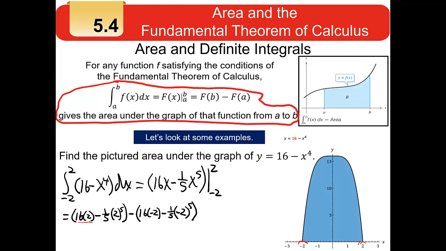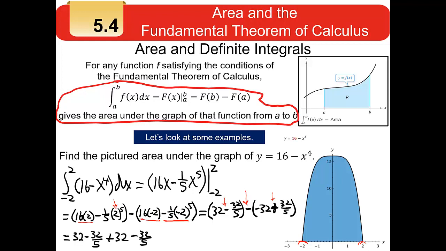16 times 2 is 32. 16 times minus 2 is minus 32. 2 to the fifth is 2 times 2 times 2 times 2 times 2, which is 32. So you get 32 times a fifth, which is 32 fifths. Just be careful. And on this over here, you're going to get a minus times a minus, so you'll have a plus. So this sign in here is negative, and this sign here is positive, and then you've got a minus between the two. So many opportunities to make careless mistakes. Take your time.